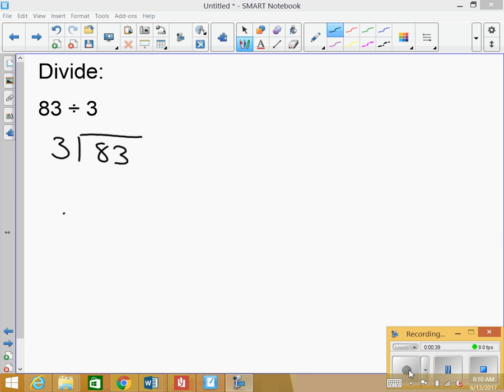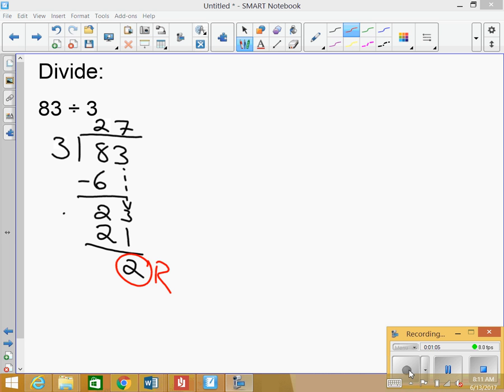So I got 3 divided into 83. 3 goes into 8 2 times. Gives us 3 times 2 is 6. Subtract. 8 minus 6 is 2. Bring down the 3. So how many times does 3 go into 23? It goes into it 7 times. 3 times 7 is 21. And I'm left with 2. And 2 is my remainder.